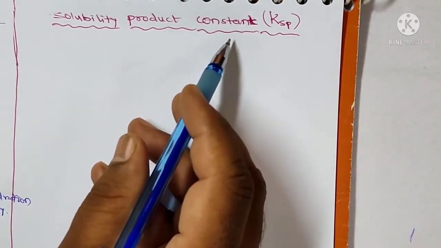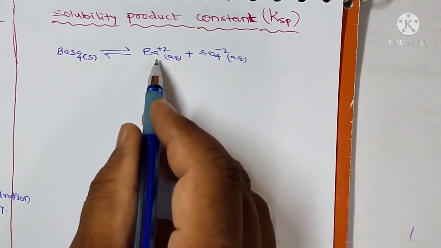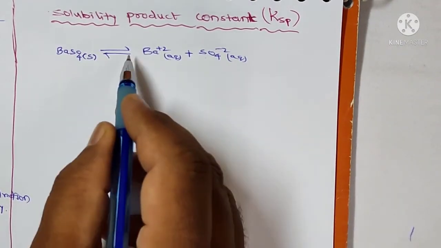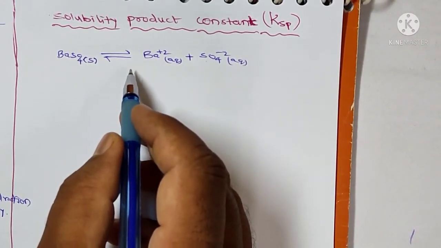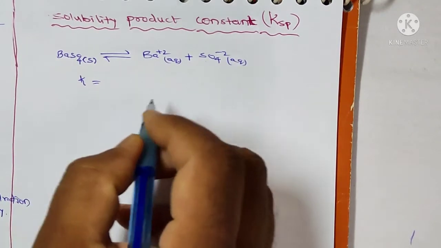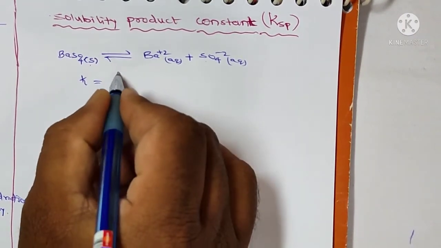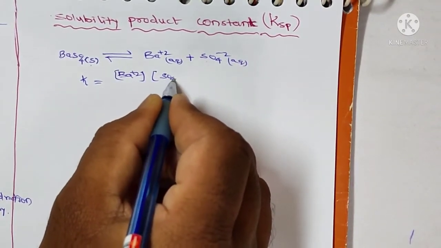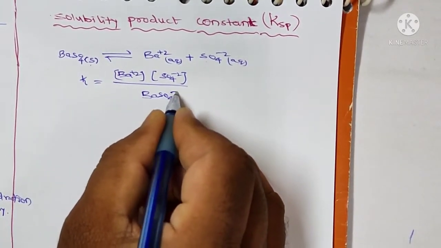Next one, solubility product constant KSP. So here barium sulfate salt equilibrium, Ba2+ aqueous plus SO4 2- aqueous. So this is a saturated solution in water of barium sulfate. So here the equilibrium constant K for the above reaction is equal to products concentration divided by reactants concentration. So Ba2+ concentration and SO4 2- concentration divided by reactants concentration BaSO4 concentration.